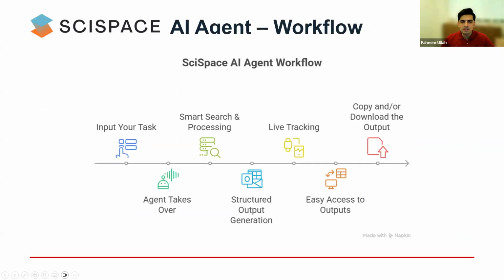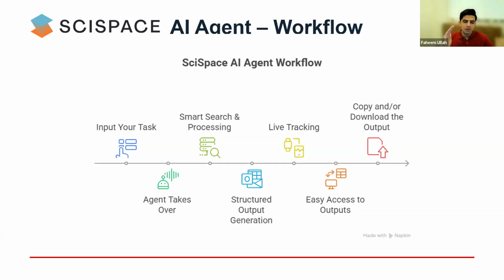Now, first, how the SciSpace AI agent works. It has certain steps. The first one is that you need to input your task. You need to tell it what exactly you want it to do for you. It is very similar to the way you ask ChatGPT to perform a task for you. You need to write a prompt, and SciSpace will execute the task against that prompt.